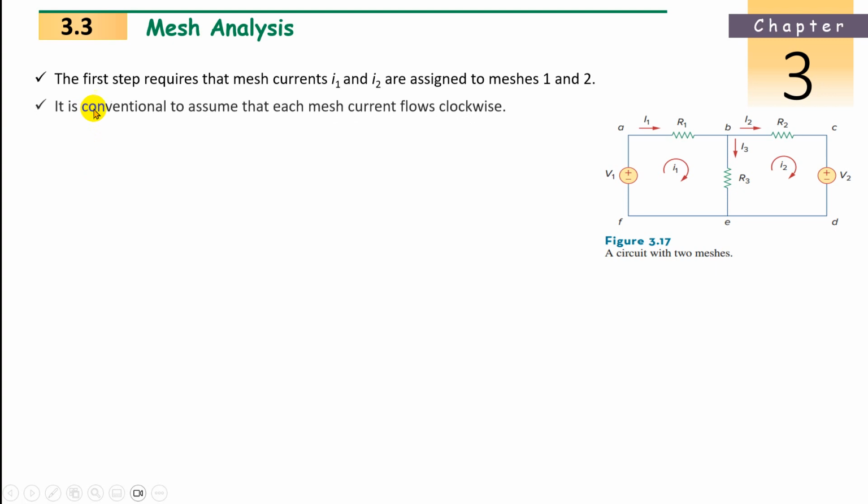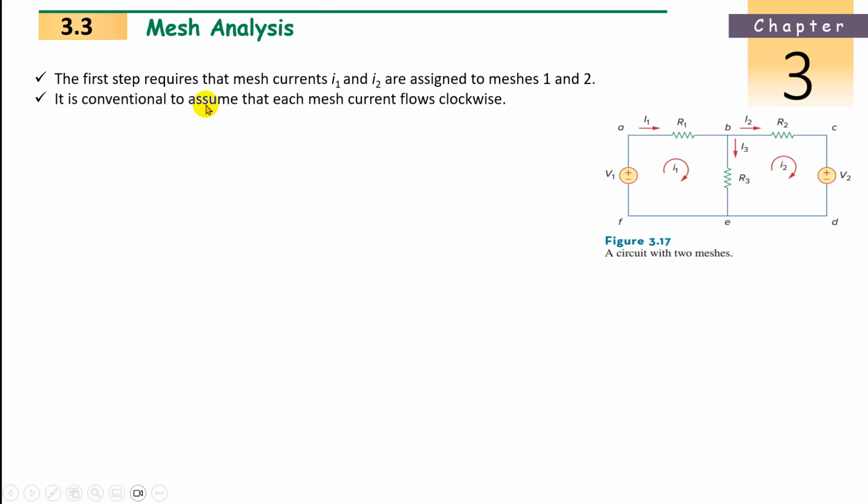Now it is conventional to assume that each mesh current flows clockwise. You can assume anti-clockwise also, it's up to you. Like in node analysis, you can assume the current direction in each branch. I told you, when the result comes, if it is coming minus, it tells that what you assumed is reverse. So here also the mesh current direction, the loop current direction, you can assume clockwise in general. Anti-clockwise also no problem, but follow one method. Clockwise, always follow it.